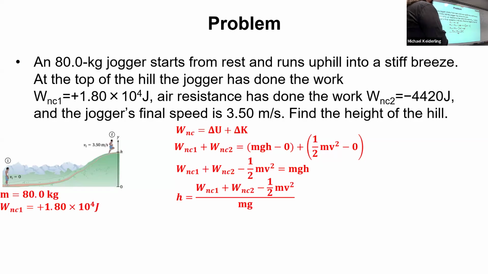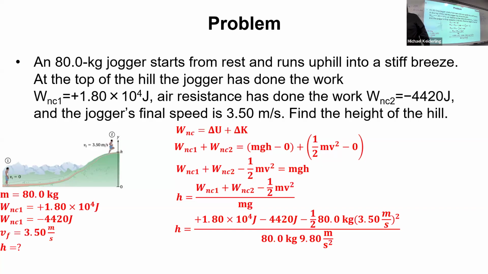I screwed up the order of things. Mass is 80 kilograms. Non-conservative work 1 is 1.8 times 10 to the 4 joules. Non-conservative work 2 is minus 4,420 joules. Final velocity is 3.5 meters per second. We're looking for height.